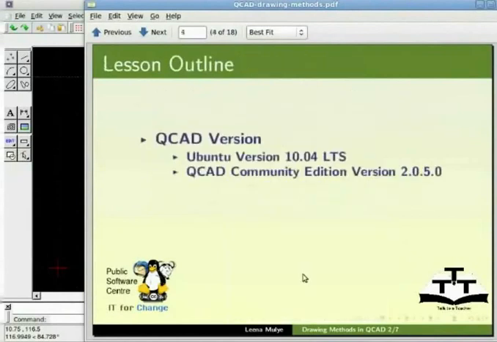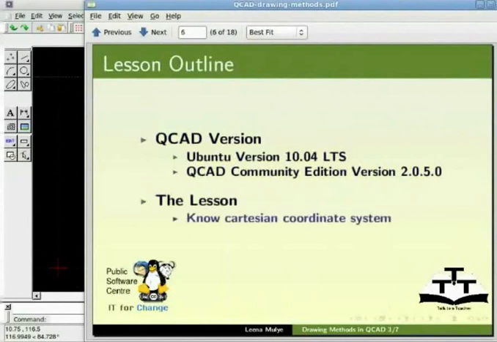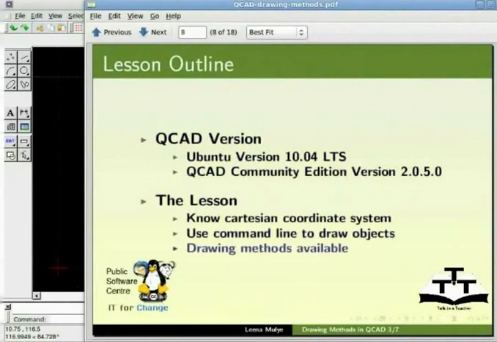For this tutorial I am using the GNU Linux operating system Ubuntu version 10.04 LTS and QCAD Community Edition version 2.0.5.0. In this tutorial we will see the Cartesian coordinate system, how to use the command line to draw objects, and different drawing methods available in QCAD.